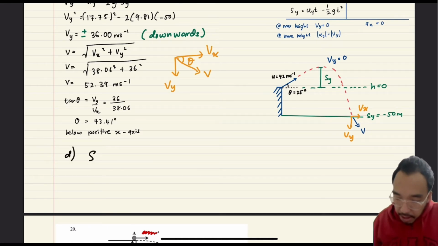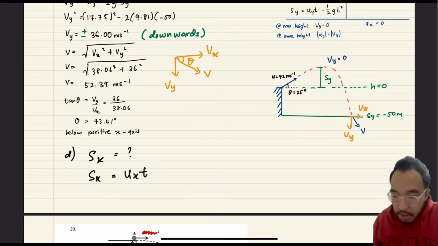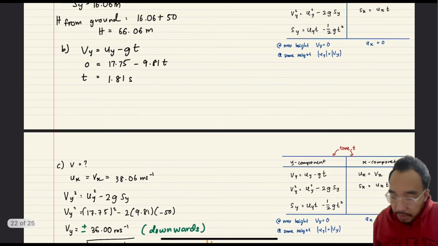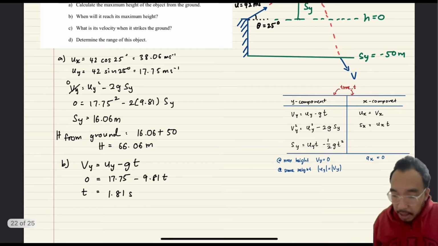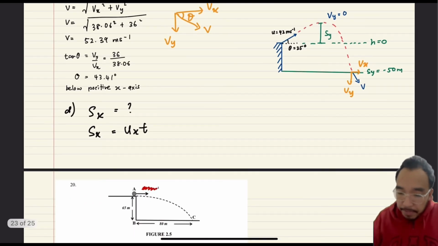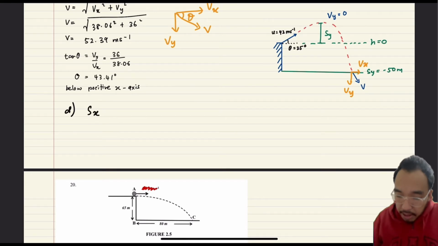Okay, you want to find Sx, the range. So you can use Sx equals Ux t. Do you have the time? No. If you don't have the time yet, you need to find the time first. So basically the idea is that you want to find Sx, you can use Sx equals Ux t, but here you don't have the time yet, so find this one first.